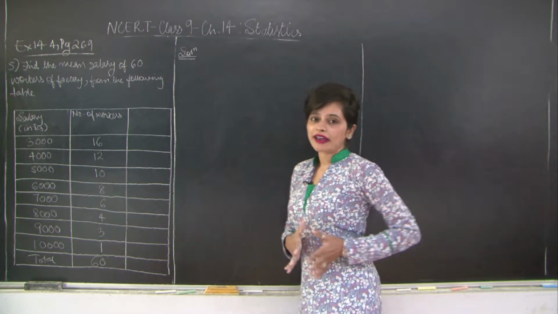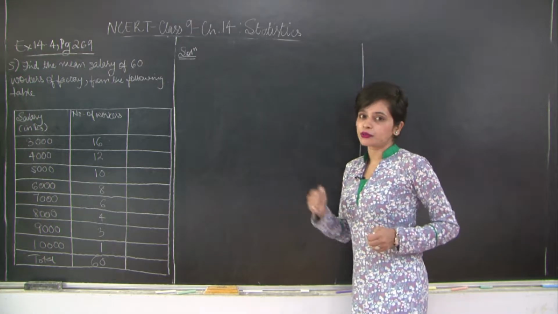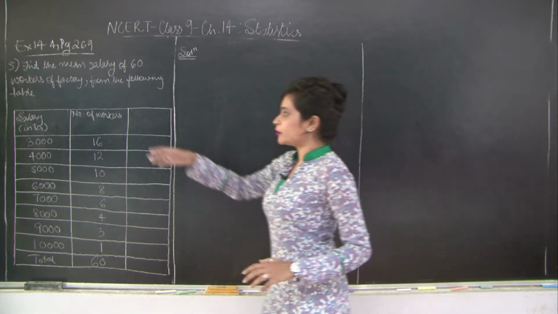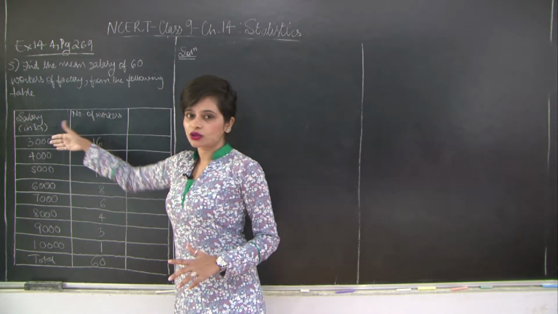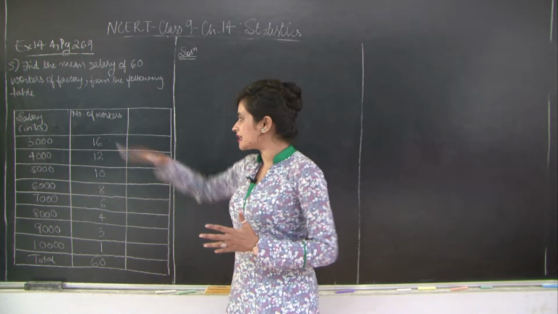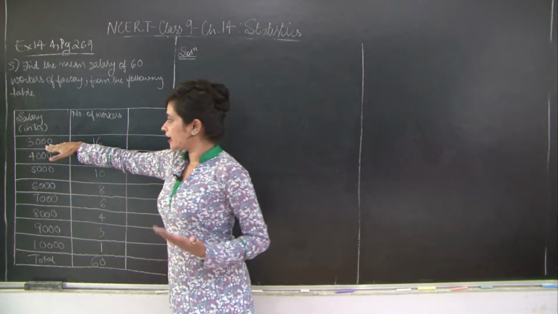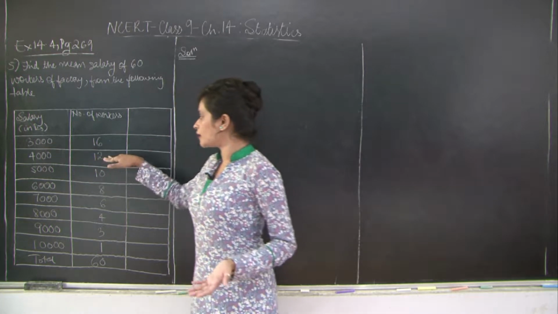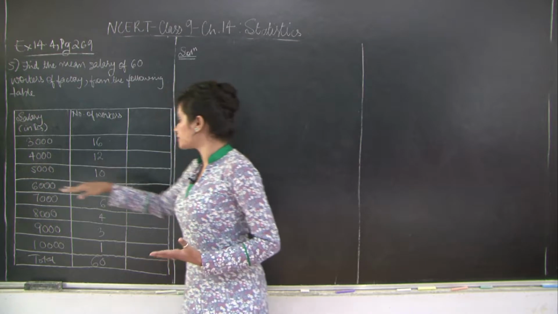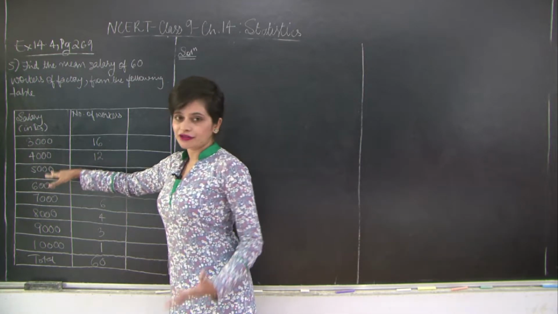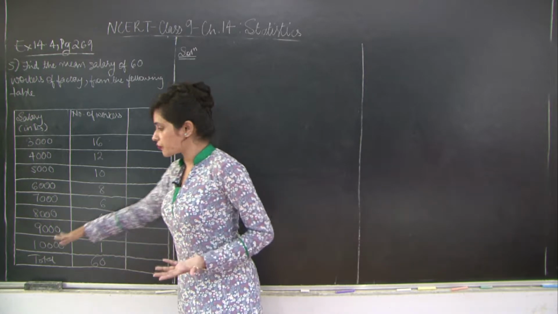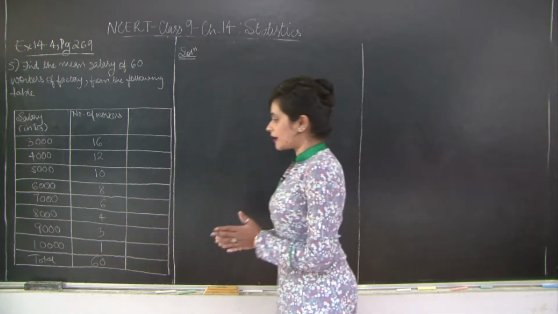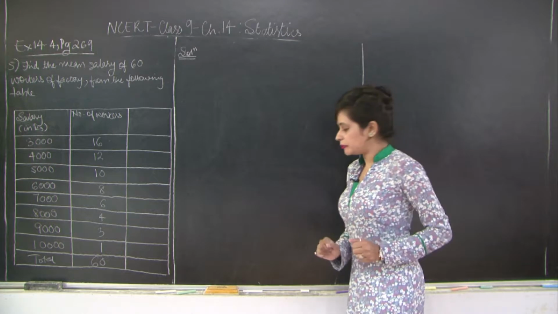So now we need to find the mean using an ungrouped frequency distribution table, wherein we have the salary and the frequency of the workers having those corresponding salaries, which means 16 workers get a salary of 3,000, 12 workers draw a salary of 4,000, 10 workers draw a salary of 5,000, and so on until there's just one worker who's so lucky who's drawing a salary of 10,000. Wow. Now we need to find the mean.